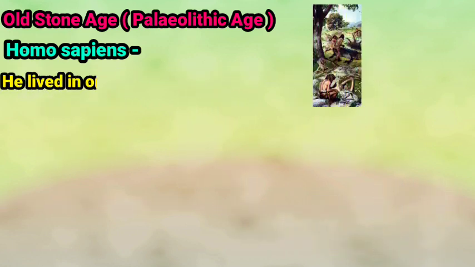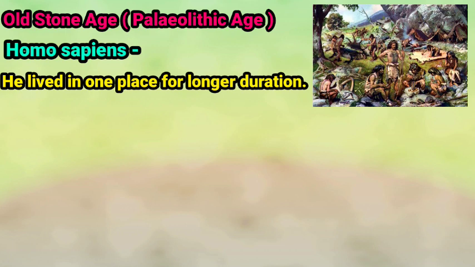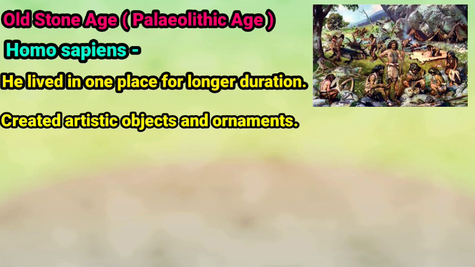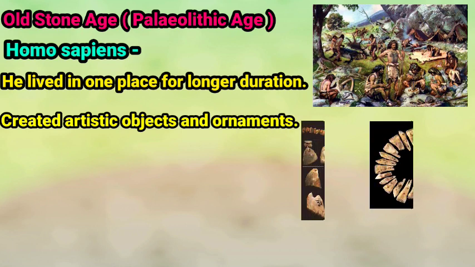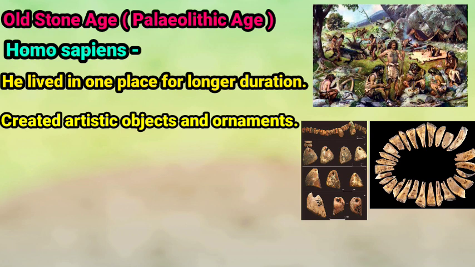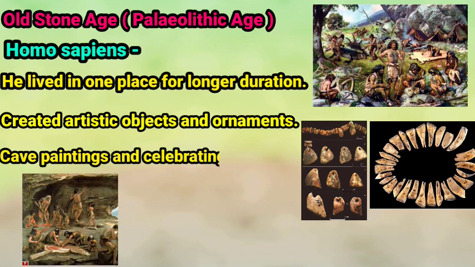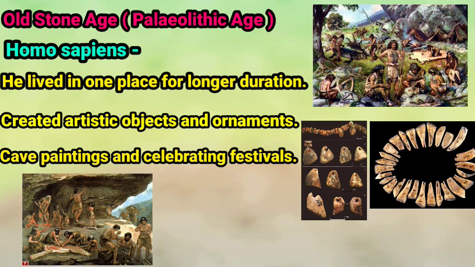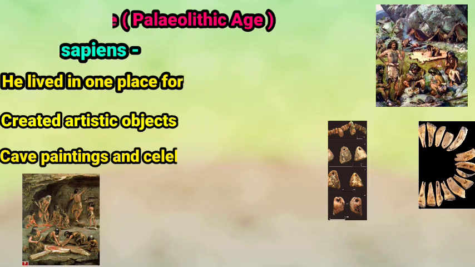Homo sapiens lived in one place for a longer duration as he gained knowledge about the environment, tool making, and obtaining food. Homo sapiens created artistic objects and ornaments like beads made from shells, bones, and animal teeth, and also cave paintings celebrating festivals. All these kinds of life were lived by Homo sapiens. Thus, he required a variety of tools.